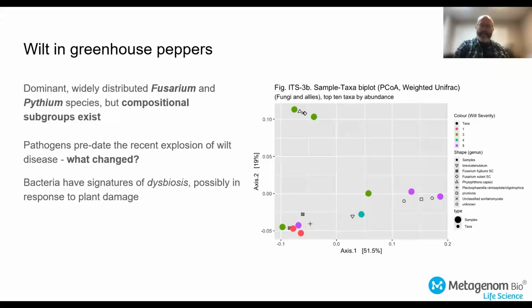We observed that, yes, Fusarium was common in almost all severe cases of disease, but also co-infections with severe pathogens like Pythium, and there were compositional subgroups that impacted how significant wilt was in these samples. Next slide, please.